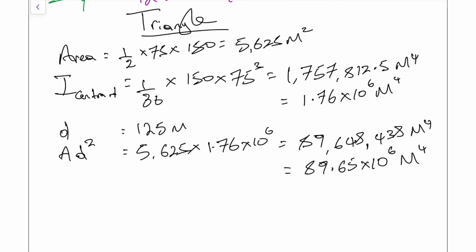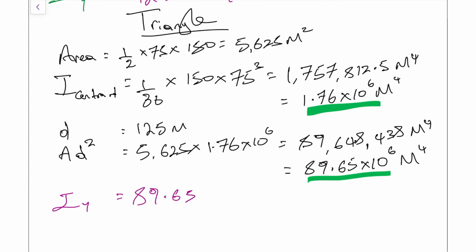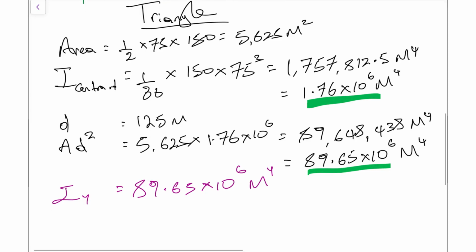So what we need to do, we're just going to sum these totals, and the totals that we sum will be this one and that one there. So what y will give us is 89.65 times 10 to the power of 6. That's meters to the fourth. So the last shape that we have now is one that we will have to subtract because it's a cutout, it's a circle. So let's go ahead and do that now.